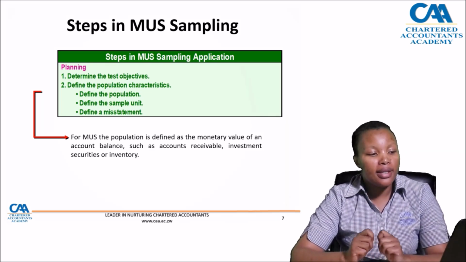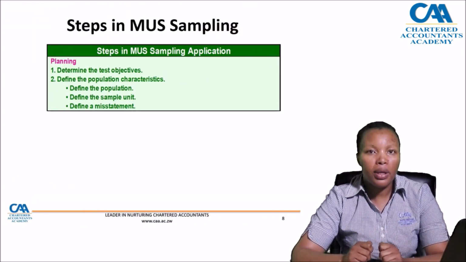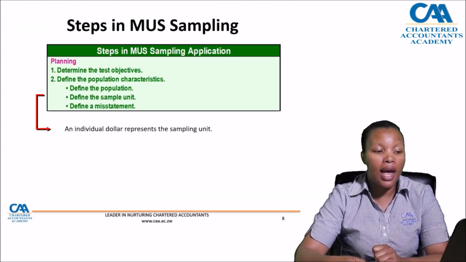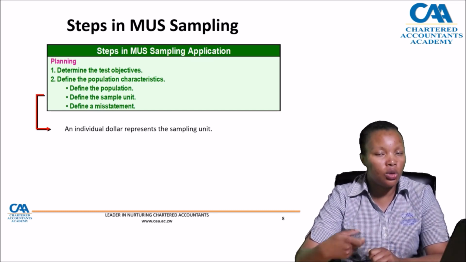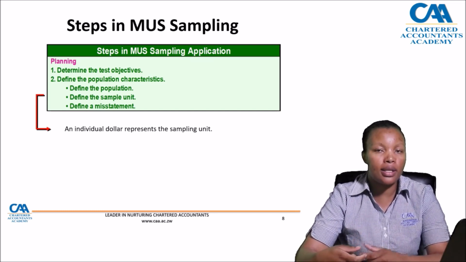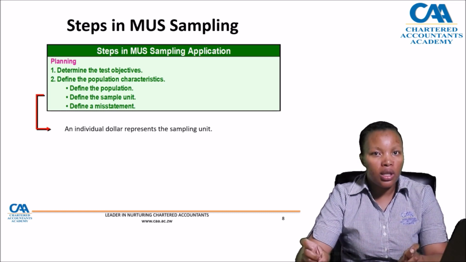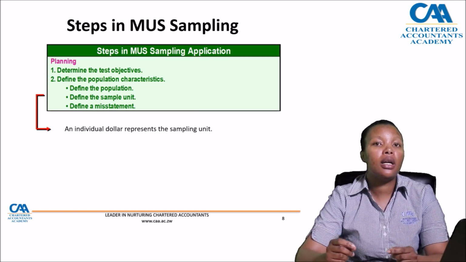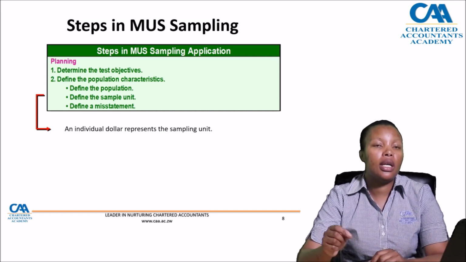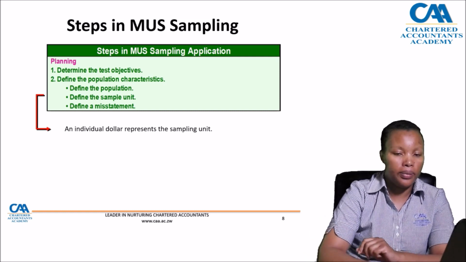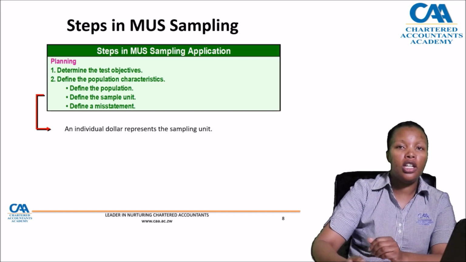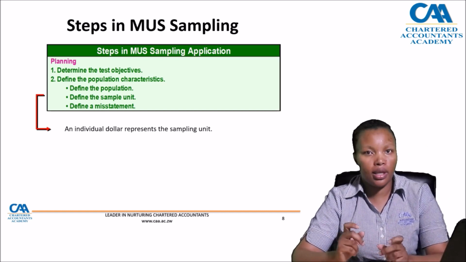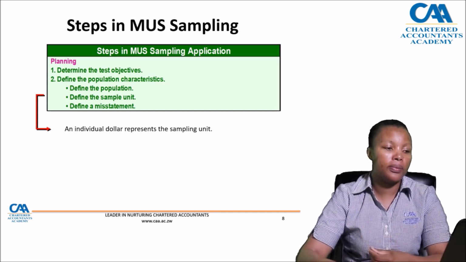Now, the sampling unit. The sampling unit is represented as the dollar amount, the dollar itself. The population is the dollar value, the monetary value. The sampling unit is the dollar. So each dollar in the population becomes a sampling unit.